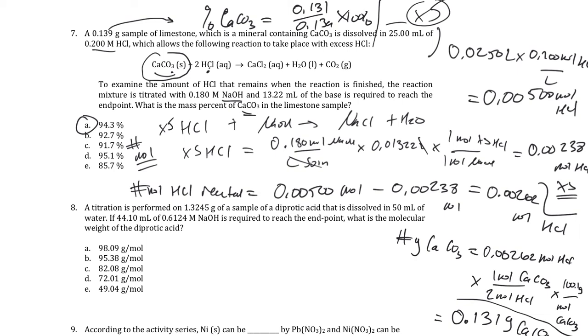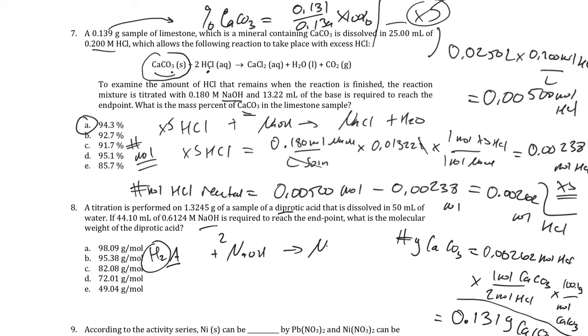So we have a mass of a sample of a diprotic acid that's being dissolved in water. We're adding sodium hydroxide to react with it to reach the end point. What is the molecular weight of the diprotic acid? Since the acid is diprotic, the sodium hydroxide is going to be reacting with both of the H pluses. Diprotic just means I have two H pluses, so I'm going to need two sodium hydroxides.